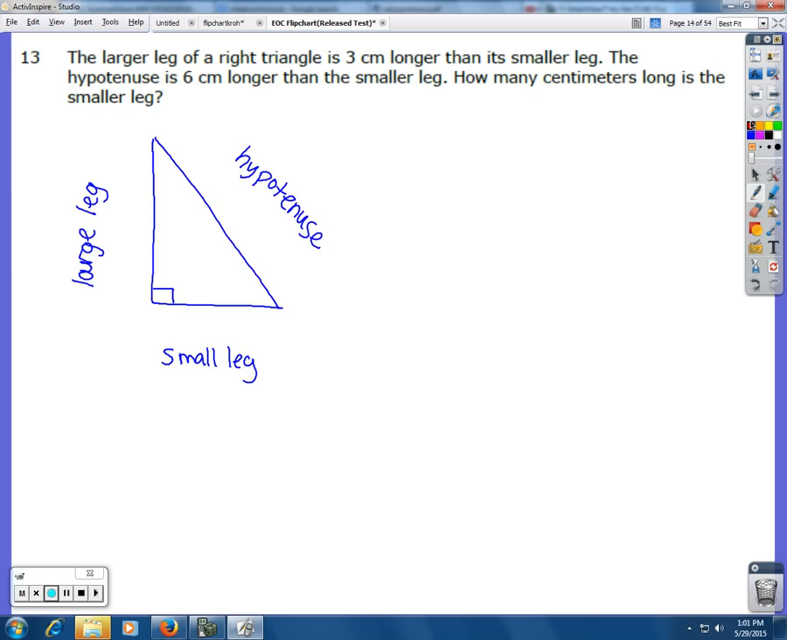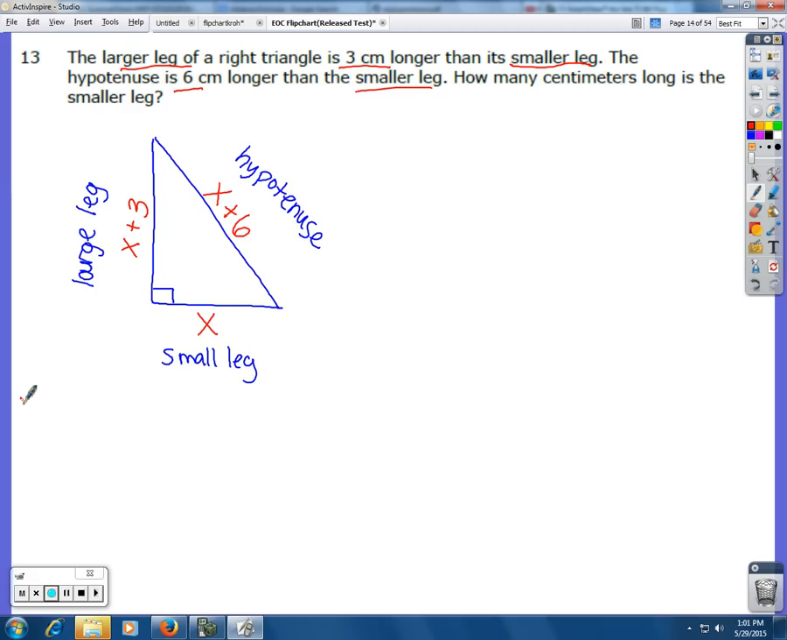It says that the larger leg is 3 centimeters longer than the smaller leg. Well, we don't know what the smaller leg is, so we're going to label that X. The larger leg, we know that it is 3 centimeters longer than the smaller leg. So that means the larger leg is going to be X plus 3. The hypotenuse is 6 centimeters longer than the smaller leg. So I'm going to take the small leg, and I'm going to add 6. How many centimeters long is the small leg?